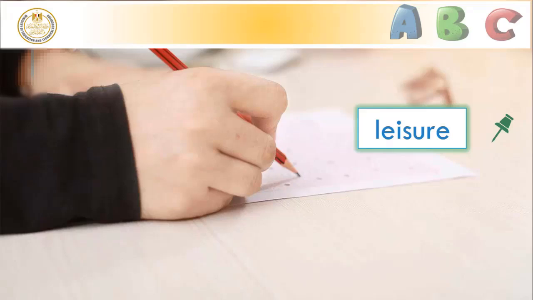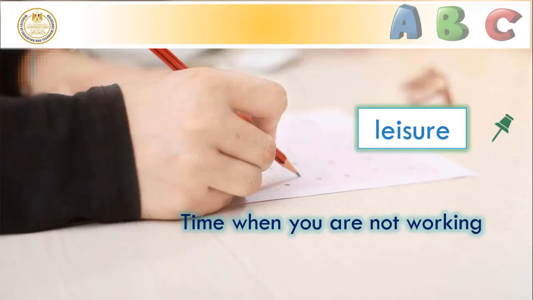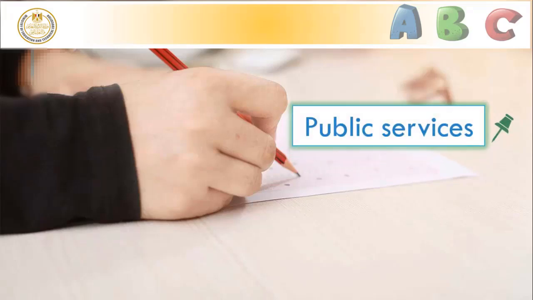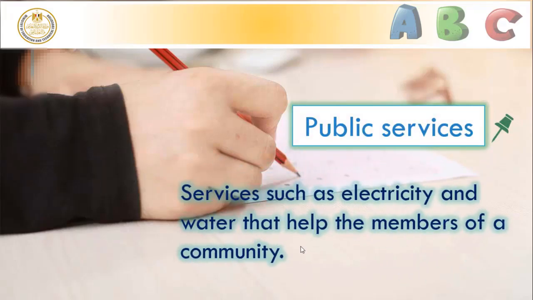Next, we have leisure. Leisure, قلنا الرفاهية. Leisure means time when you are not working, وقت عندما لا نعمل به, it is free time, وقت الفراغ. So leisure time is like free time. Next, public services. It means services such as electricity, الكهرباء, and water that help the members, خدمات كالكهرباء والمياه. Members, اللي هم الأعضاء أو الأفراد of a community, أفراد المجتمع أو أعضاء المجتمع.